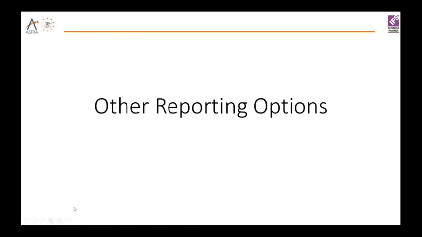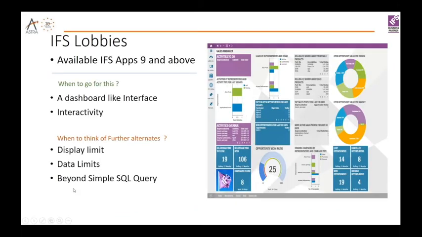So what are the other options for you to pull data? This is new, and this is called IFS Lobbies. You've probably heard of this. We find this very interesting in terms of the way you can look at the data. It's a dashboard-like interface. It's interactive as well. You can click and get to the details of each of these things that you see there. This is another possibility for you to extract data from your system. It has some limits in terms of what data.